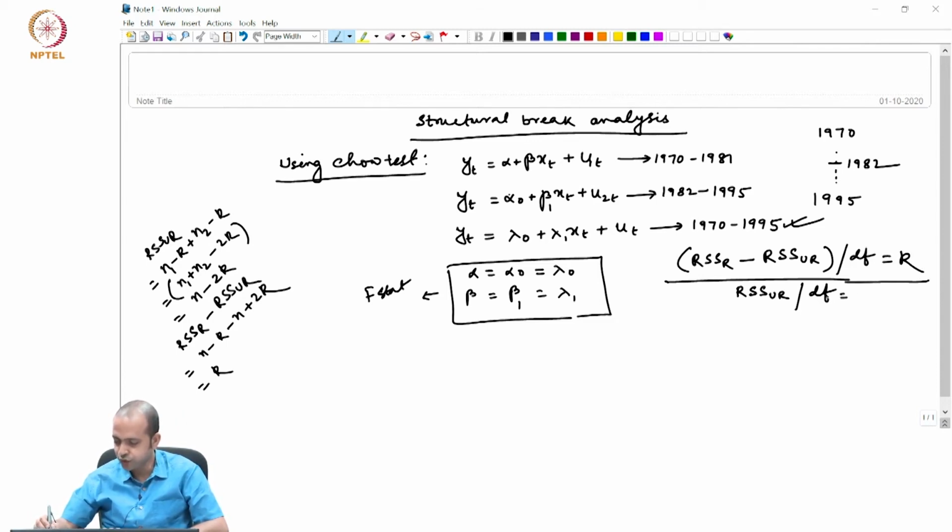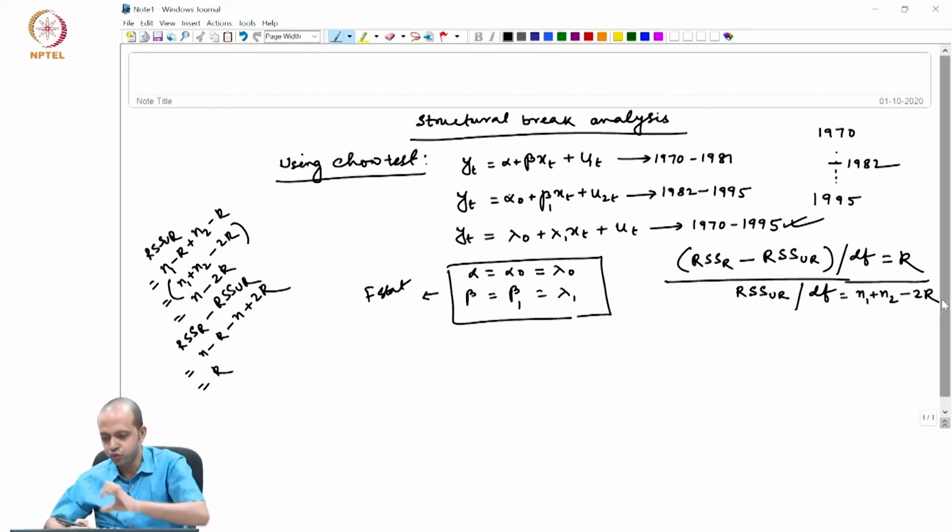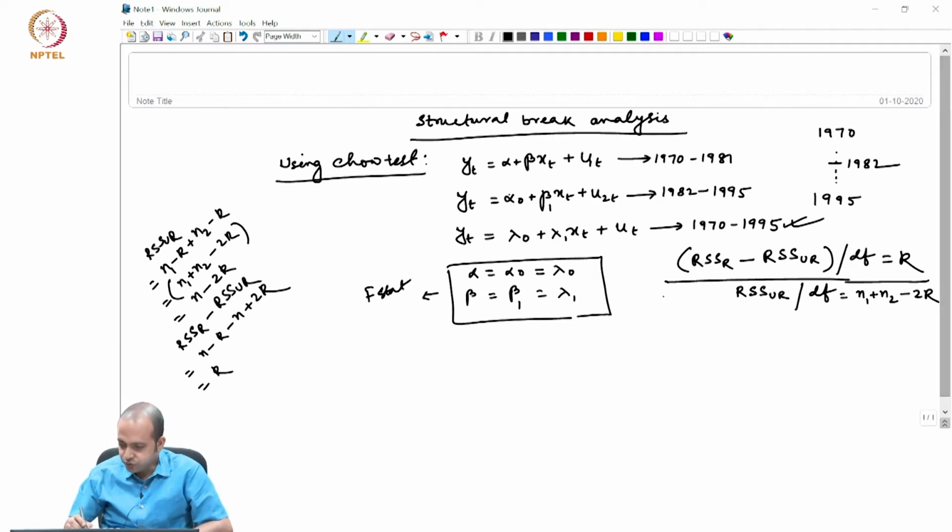And what is the degrees of freedom for this RSS UR, which is n1 plus n2 minus 2k, because there are two unrestricted models, right. So, now what you can do, this follows the F statistic with degrees of freedom k for the numerator and n1 plus n2 minus 2k for the denominator.